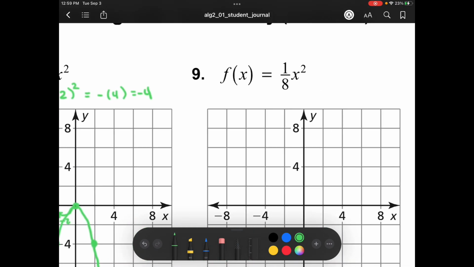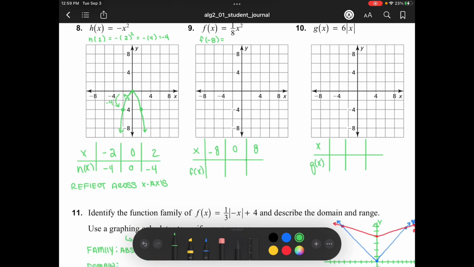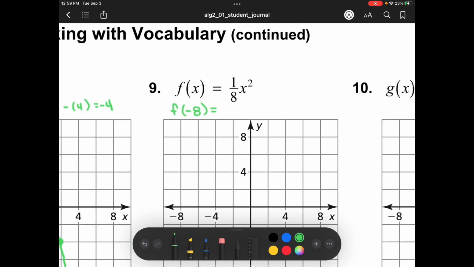Next thing we're going to do is number 9. So we're going to choose -8. Because that's what I did for my table. I chose -8, 0, and 8. And that's going to be 1/8 times -8 squared. So first we have to deal with that exponent, and 8 times 8 is 64. So that's going to be 1/8 times 64. And then we have to ask ourselves, well, what is 64 divided by 8? It should just be 8.